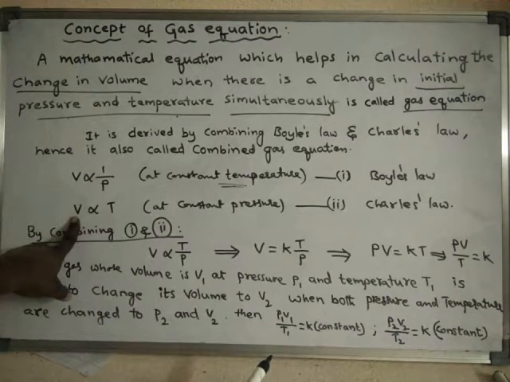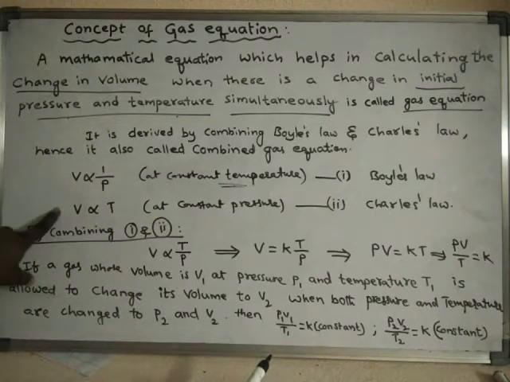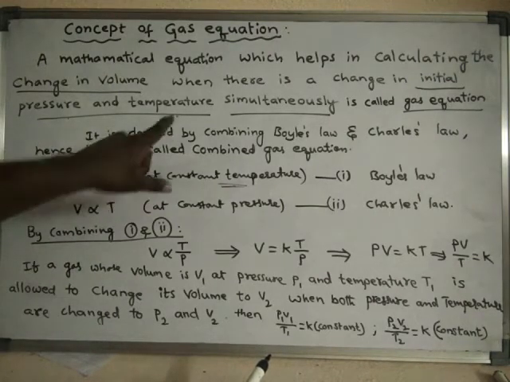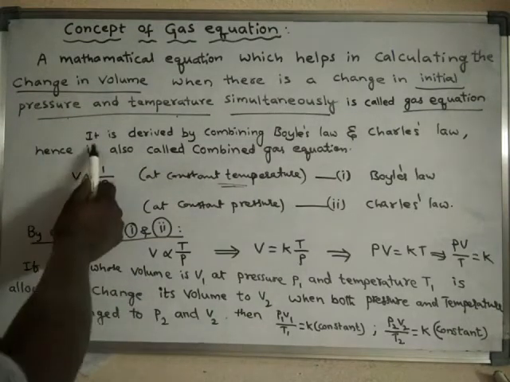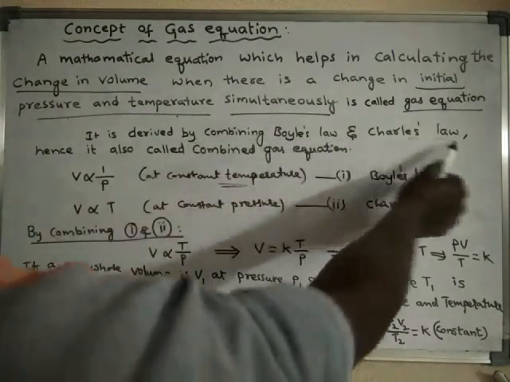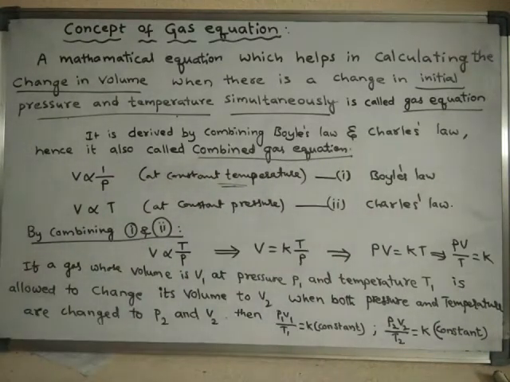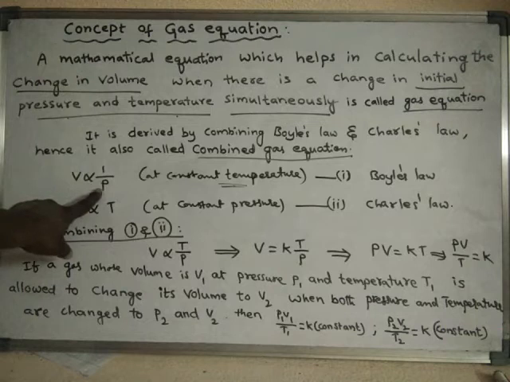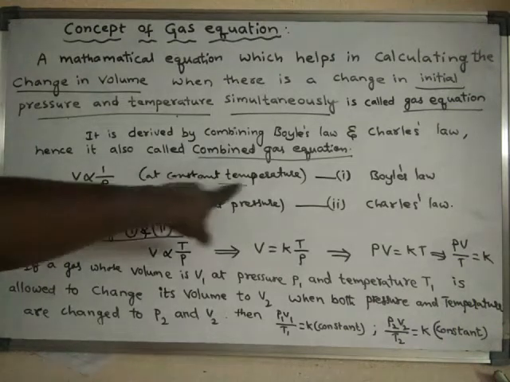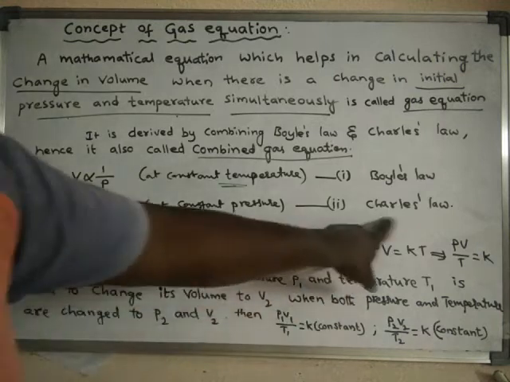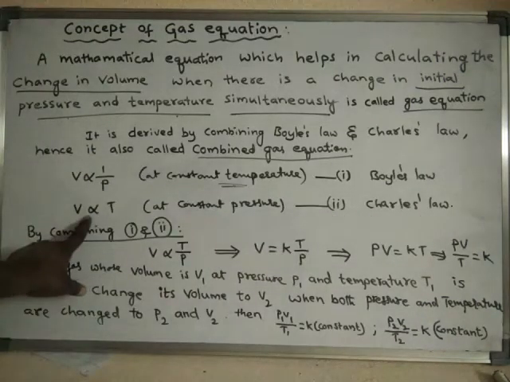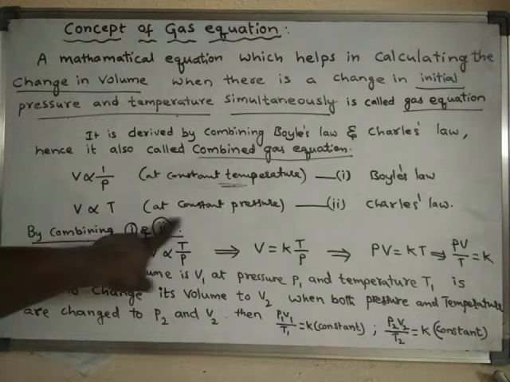By combining these two laws, the gas equation is derived. Hence it is also called the combined gas equation. Simply we may call it the gas equation or the combined gas equation. Boyle's law says that the volume of a gas is inversely proportional to its pressure at constant temperature, and Charles' law says that volume is directly proportional to the absolute temperature at constant pressure.